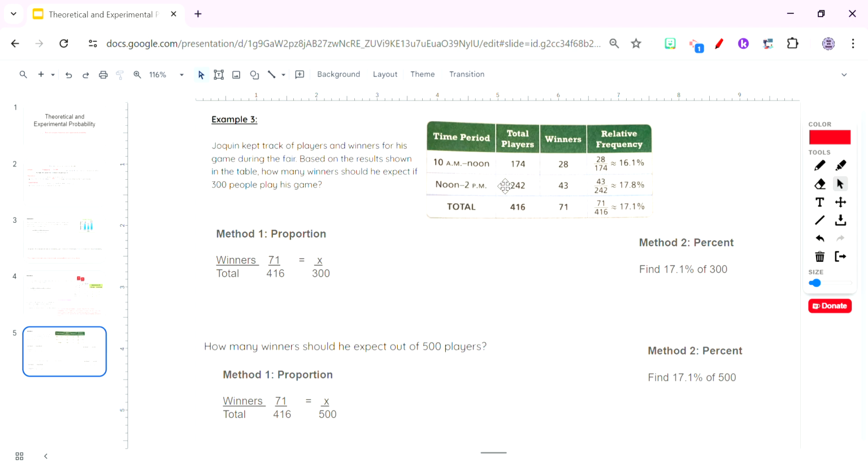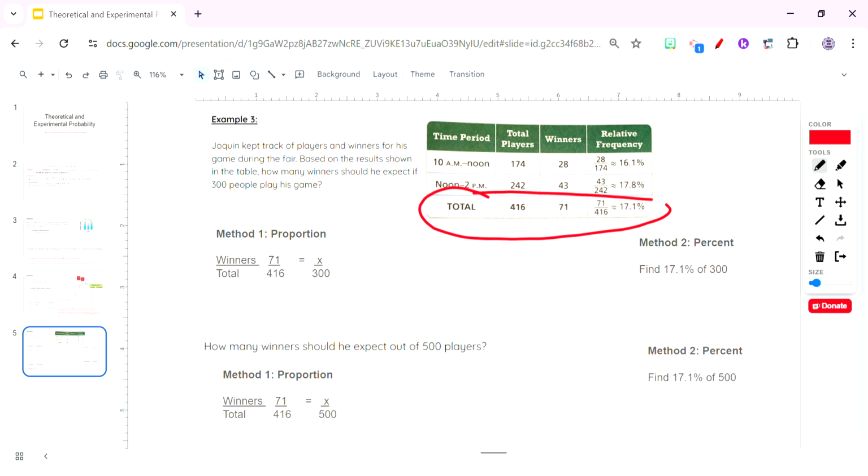From 10 a.m. to noon, there were 28 winners out of 174 players, which turns out to be 16.1%. From noon to 2, there's 43 winners out of 242 players, so 43 out of 242, that's 17.8%. And then your total, which is what we really want to focus on, there's 71 winners and 416 total players, so 71 out of 416 gets you 17.1%.